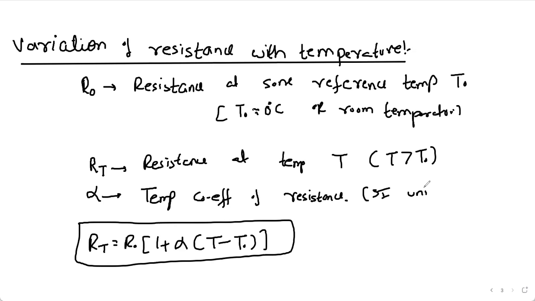Its SI unit is Kelvin inverse. For different materials, alpha will have different values; the value of alpha depends on the material. So using this simple relation, you can calculate resistance at different temperatures. But you should know the resistance at reference temperature T naught. Then you can get resistance at any temperature. Just note it down.